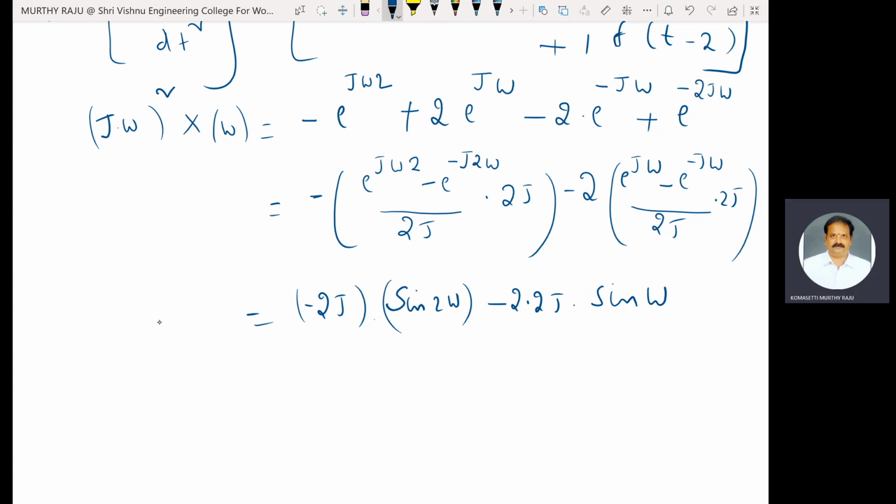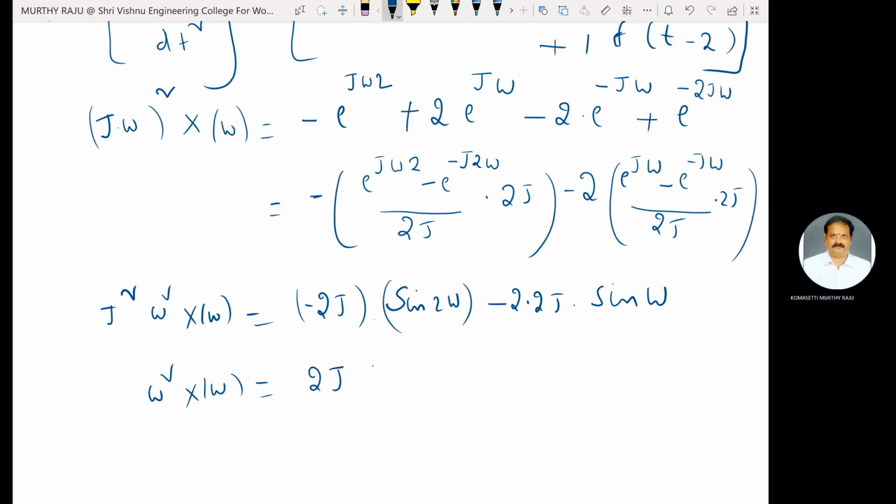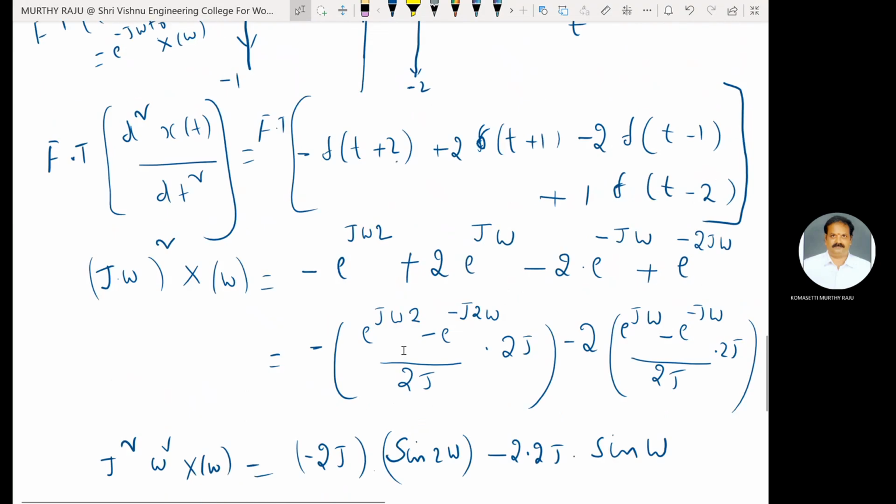Here j square omega square x of omega, that is equal to, j square is minus 1, so minus omega square x of omega, minus into minus plus 2j, minus 2j omega plus 2 into e power j omega minus 2 e power minus j omega plus e power minus 2j omega.